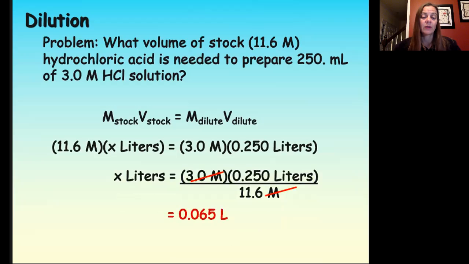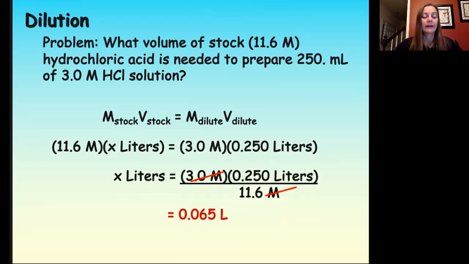When you're using this equation, you actually do not have to convert to liters. You may stay in milliliters if it's more convenient. Just make sure that you are consistent. Write the units in your equation so that you don't get mixed up.